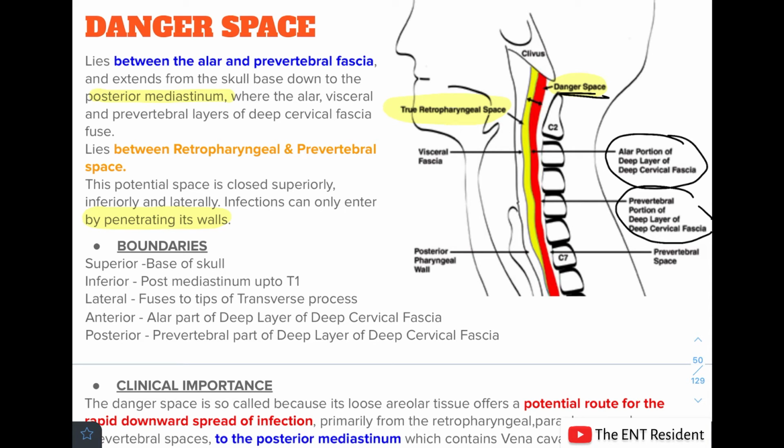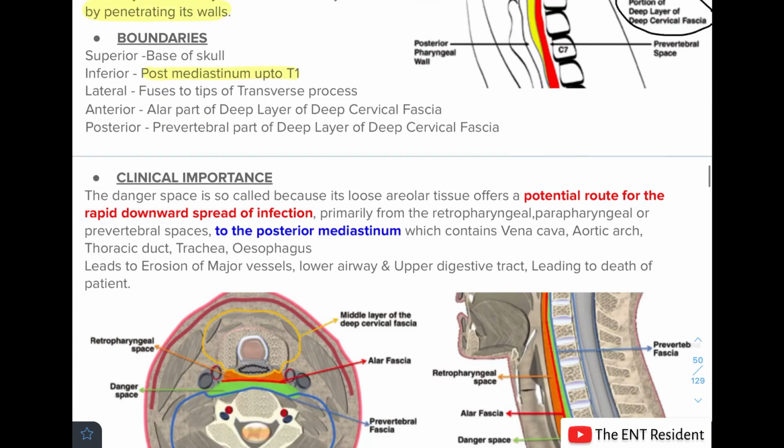Coming to the boundaries of the danger space, superiorly lies the base of the skull, inferiorly lies the posterior mediastinum up to T1, laterally it fuses to the tips of the transverse processes, anteriorly lies the alar part of the deep layer of the deep cervical fascia, and posteriorly lies the prevertebral part of the deep layer of the deep cervical fascia.